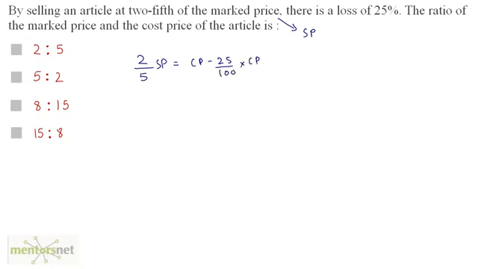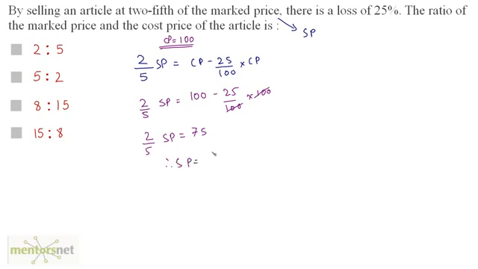Now assuming that this cost price is equal to 100 rupees, this selling price can be calculated. So 2/5 of the selling price is equal to 100 minus 25 upon 100 times 100. So what I have is 2/5 SP is equal to 75. Therefore selling price is equal to 75 times 5 by 2. Let us keep it as it is.